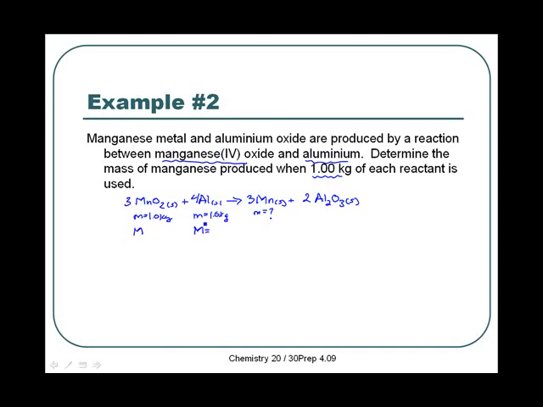Aluminum metal, just straight off the periodic table, is going to be 26.98 grams per mole. And the molar mass for manganese oxide is 86.94. And so now we're going to find out how much each of these will produce in terms of moles of manganese. The one that produces the least is our limiting reagent.